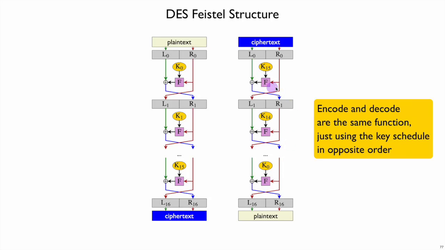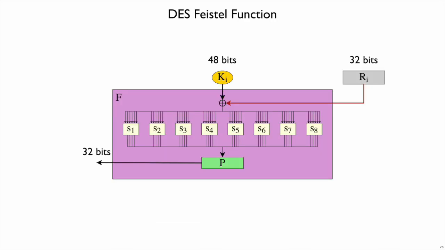The piece we still haven't described here is that f box there, the Feistel function. Here's an expanded view of that function f. The function has as inputs, remember, an element of the key schedule and the right-hand side of our current mixed-up plaintext. That half of the plaintext is 32 bits, and an element of the key schedule is 48 bits. So we can take those 32 bits and 48 bits and XOR them, at least XORing the bottom 32 bits.